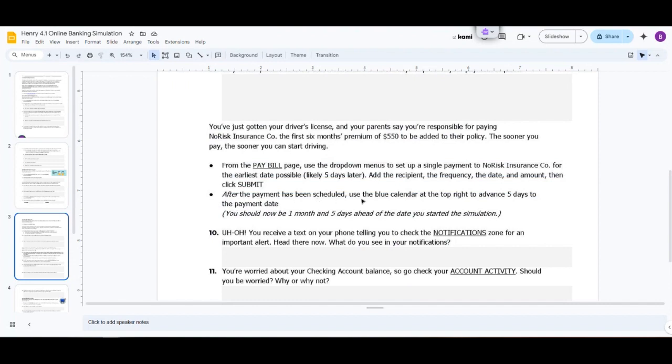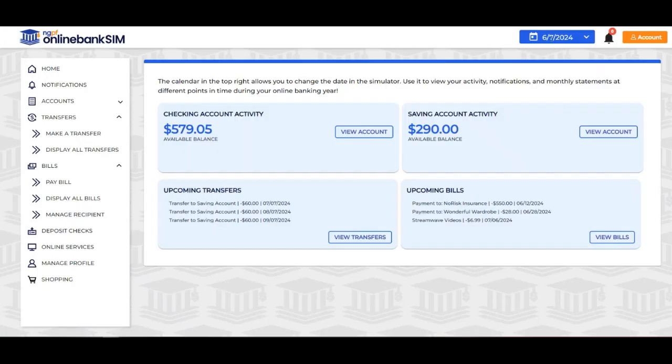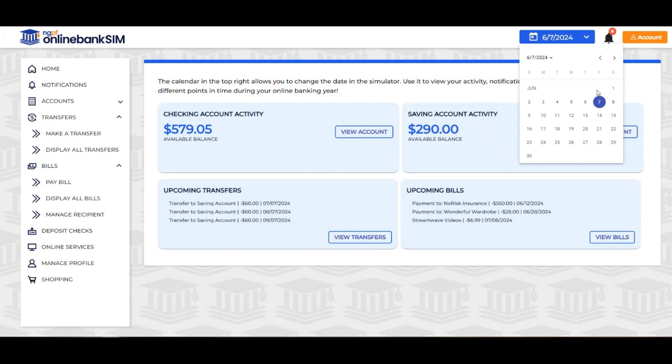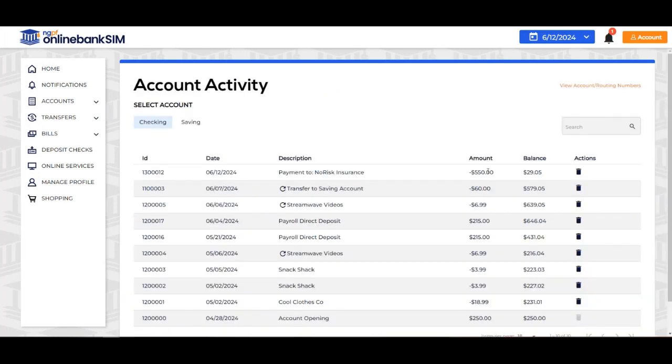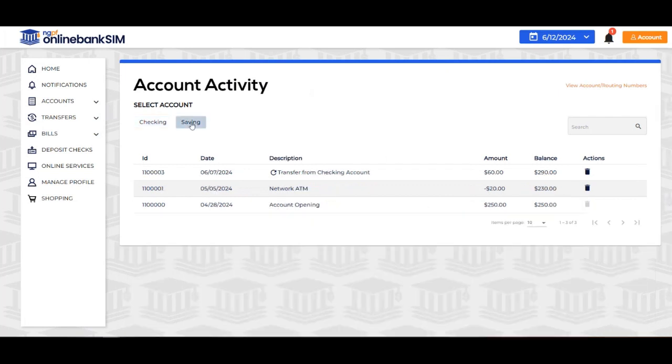After the payment has been scheduled, use the blue calendar to advance 5 days to the payment date. You should now be 1 month and 5 days ahead from when we started. So I need to come up here and I'm going to advance 5 days to the 12th. And that's when that payment is scheduled. So now I can see that the payment went through. So I advance there, 2950. All right, I can see that that 550 came out. My automatic transfer to savings has come out. My payment to Streamway Video. Okay, so everything is looking great so far. Savings, I'm still at 290. All right.